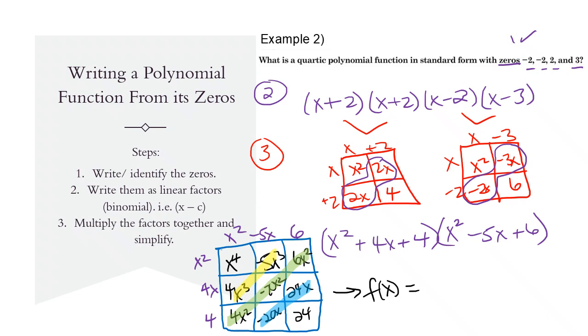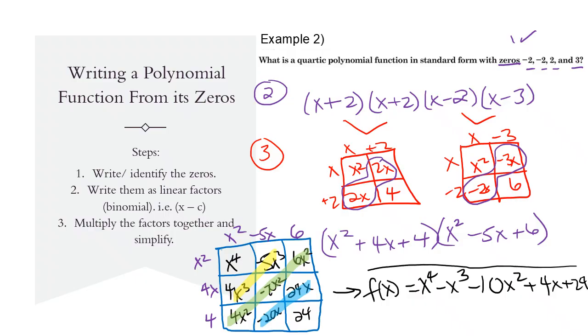So our final answer would be x to the 4th. I have 4 plus negative 5, which is negative 1x to the 3rd. I have 4 minus 20, which is negative 16. Negative 16 plus 6 is going to put us at negative 10x squared. I have negative 20 plus 24, which puts us at 4x. And then we have 24. And that would be our possible polynomial model.